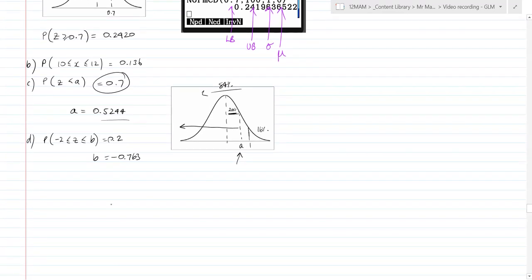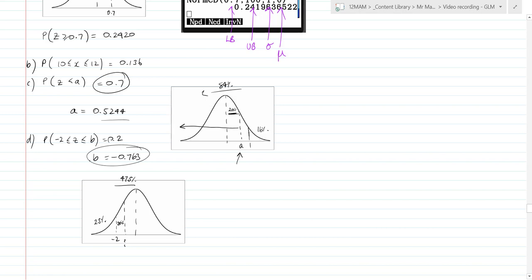Now, if I draw this diagram again, you'll see that negative 2 is here. This is only 2.5%. Remind yourself of the 95 rule. And therefore, this is 47.5% up to the mean. And so I'm expecting a value here somewhere such that this is 20%. And I got a negative. This may be a little bit closer to 0 than I expected, but not significantly so.